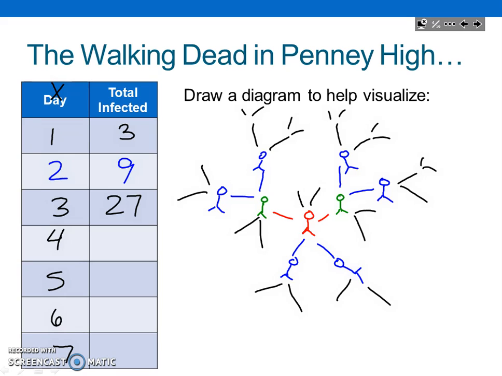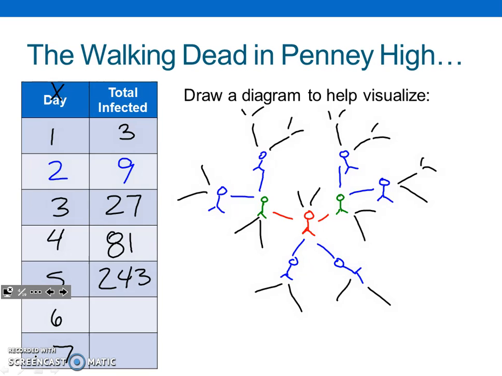So I can look at this column here, 3 to the first power. This column here, 3 to the second power. This column here, 3 to the third power. 3 to the fourth power gives me 81. Then if I need to look at 3 to the 5th power, that's going to give me 243. So in 5 days, we're going to have 243 people that are zombies. And it started out with 1 kid in Mr. Schieber's room. Okay?